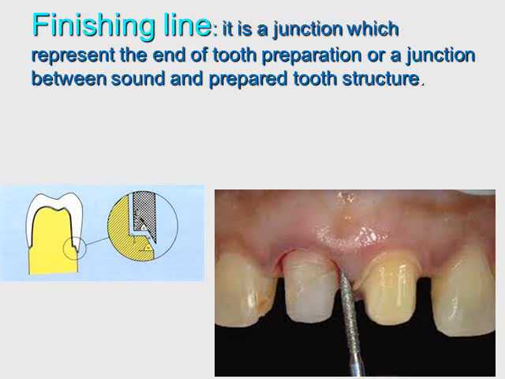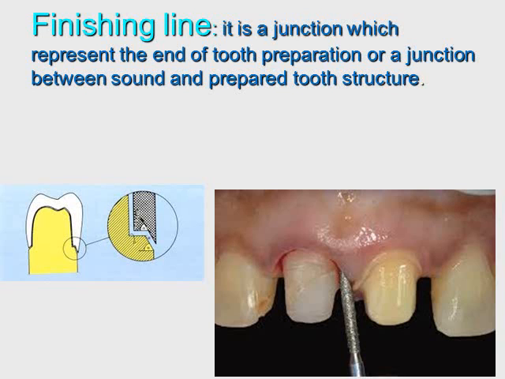What do we mean by finishing line? When we cut the tooth, or when we prepare the natural tooth, we will have an end of our preparation. So it is a junction. If you look at the picture here, you are going to see that there is a line which is the junction between the cut part and the untouched part of the tooth. This junction, we call it the finishing line.